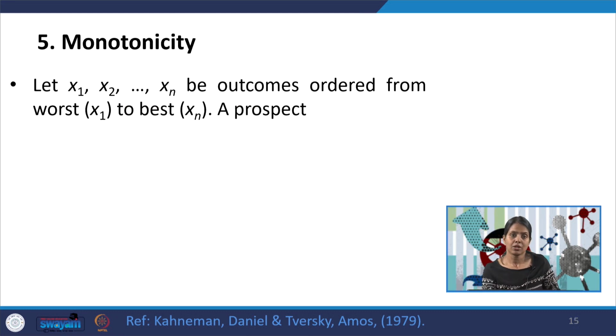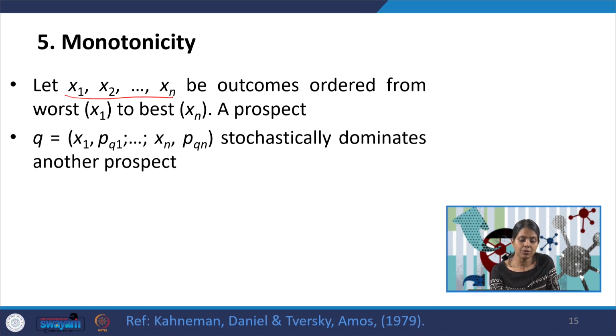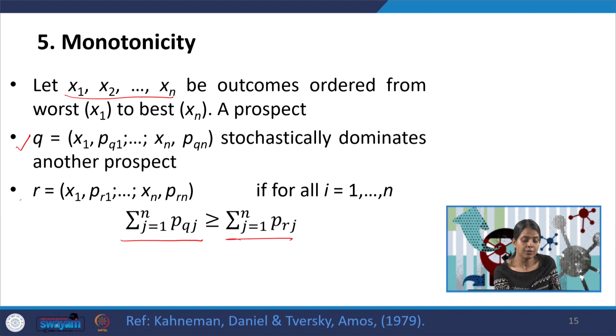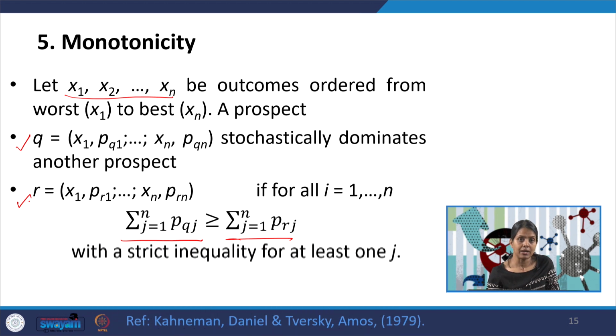Next, we talk about monotonicity. We assume that x1, x2 to xn are outcomes ordered from worst to best. A prospect Q equals (x1, pq1; ...; xn, pqn) stochastically dominates another prospect R equals (x1, pr1; ...; xn, prn) if the summation of all the probabilities under prospect Q is greater than or equal to the summation of all the probabilities under prospect R. So, what does it imply? I will be explaining that with an example.